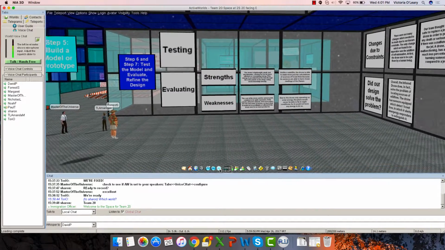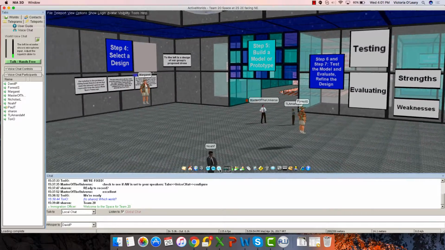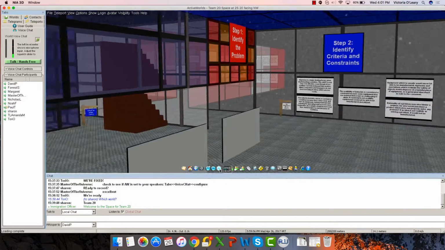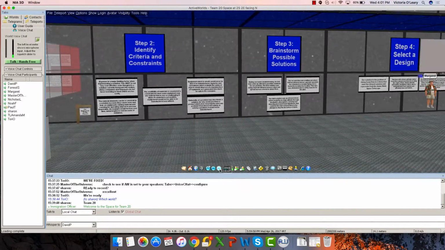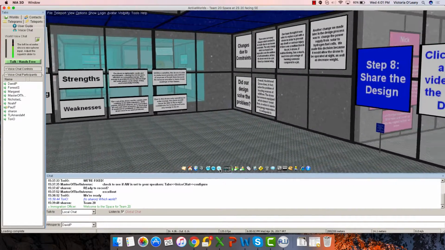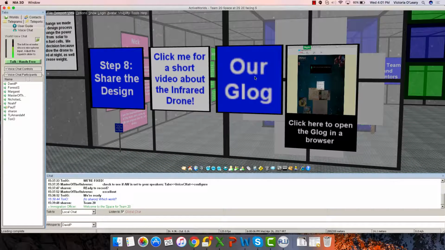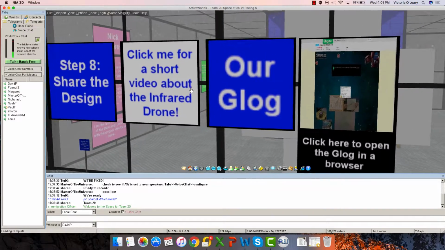And for the glog, we also made a video where David explained the design and the measurements of the drone. If you would like to see that, you can click on the white box in the middle, and that will begin playing for you. I will, however, preface that video with some of the measurements have been changed.